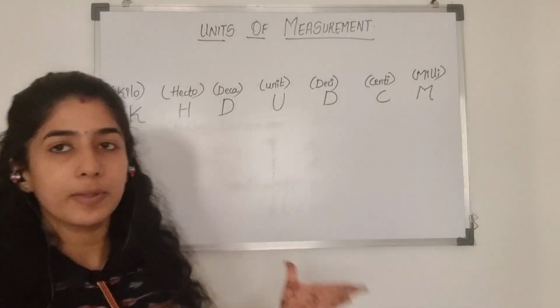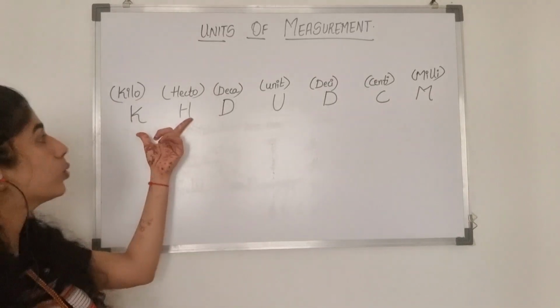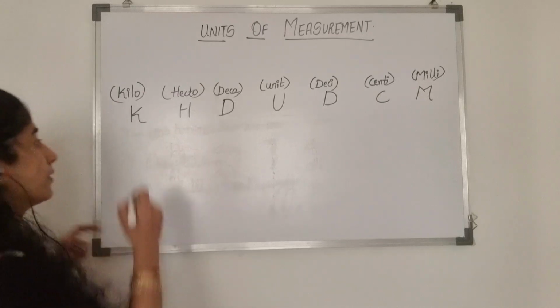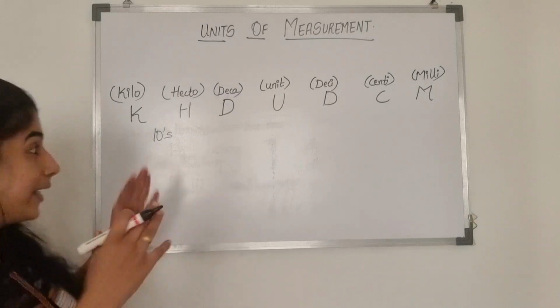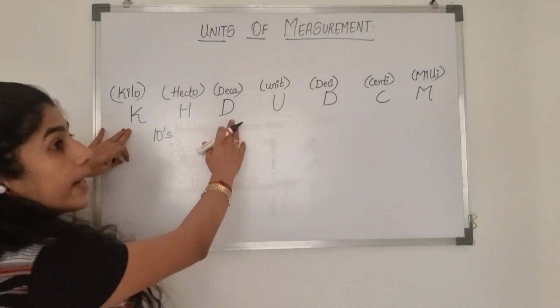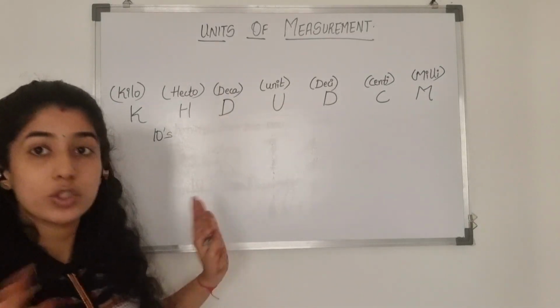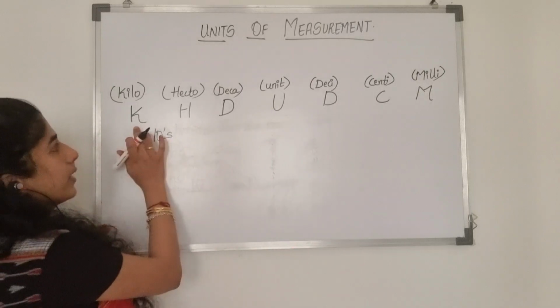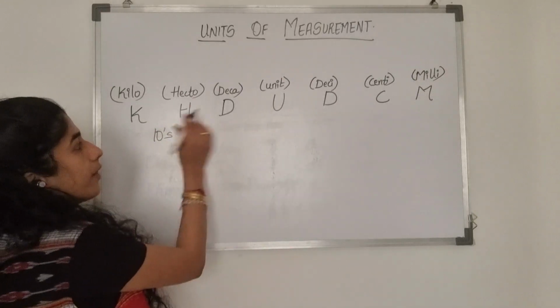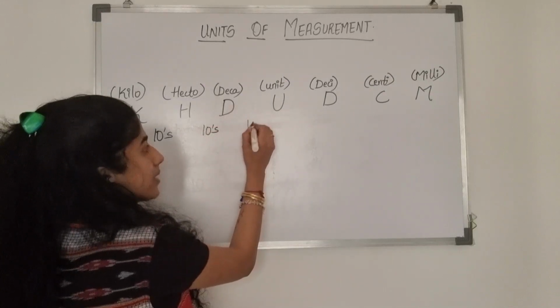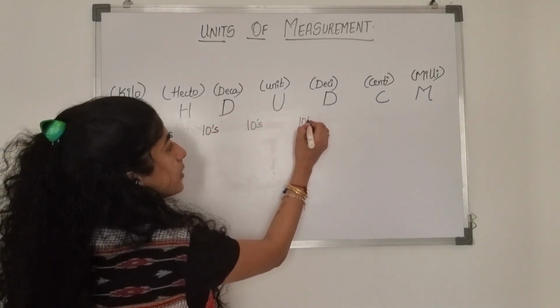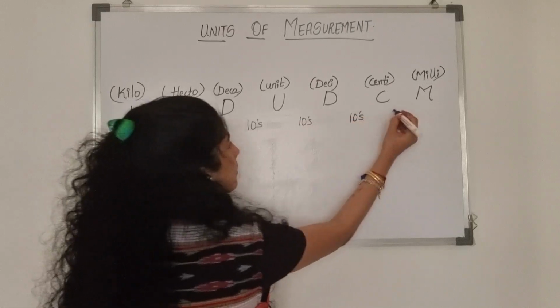Now here remember that the difference between two units will be of tens. Not any two units. I'll not say that kilometer and deca, the difference is only of tens. No, immediate units like kilo and hecto it will be 10, of hecto and deca it will be 10, deca and basic unit will be 10, and so on.